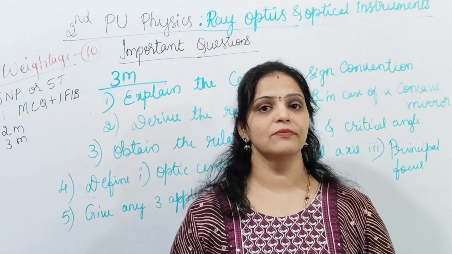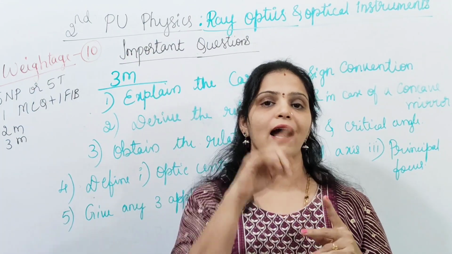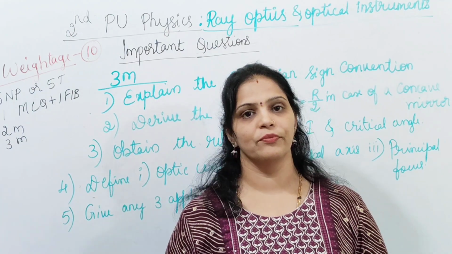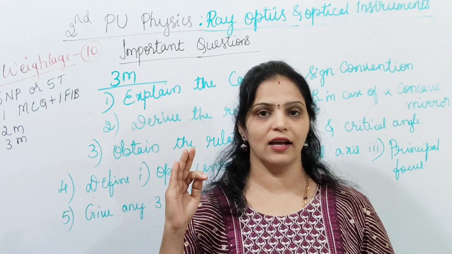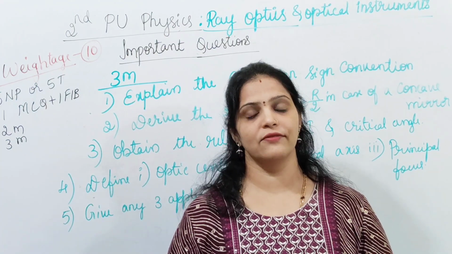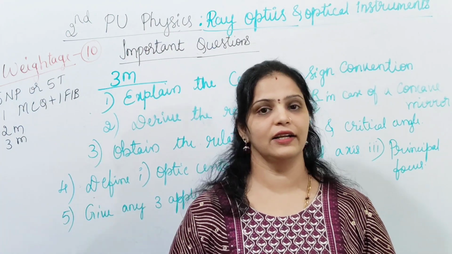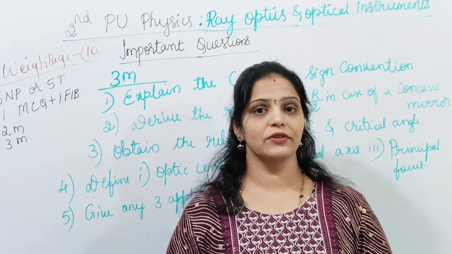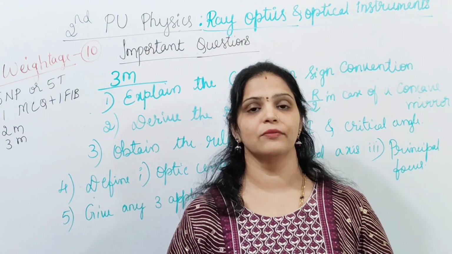In refraction, first law is incident ray, refracted ray and normal lie in the same plane. Second law is Snell's law. The ratio of sine of angle of incidence to the sine of angle of refraction is constant for a given pair of media, and that constant is called the refractive index. This is Snell's law. And a very important question is what is total internal reflection?